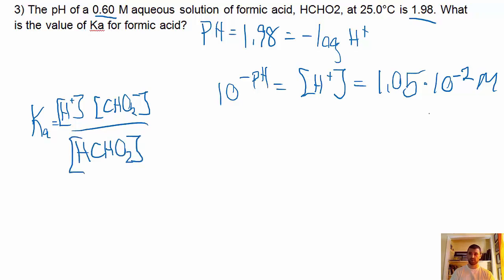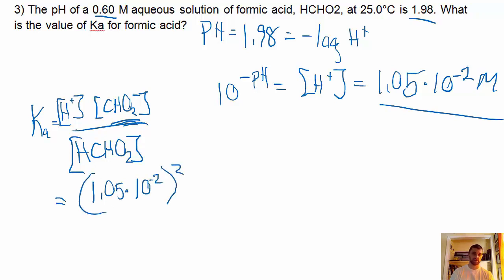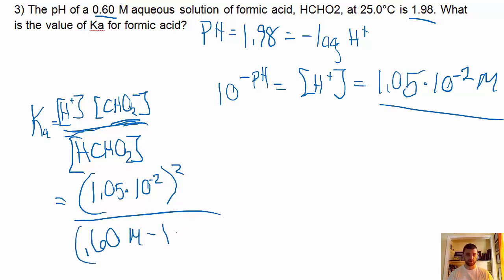All right, well, I just found my H plus, which is going to be equal to the CHO2 minus as well. So it's going to be 1.05 times 10 to the minus 2 squared. I'm not going to rewrite it twice because these two things are equal to each other. Same thing as squaring that number all over the concentration that I started with, which was 0.60 molar, minus the amount that dissociated, which was 1.05 times 10 to the minus 2. Because I just found that here. That's how much broke apart to become H plus and CHO2 minus.